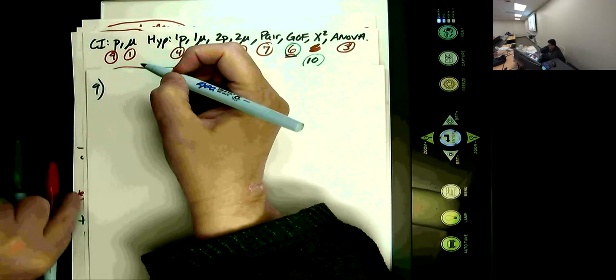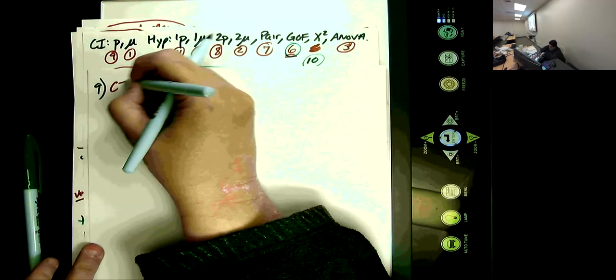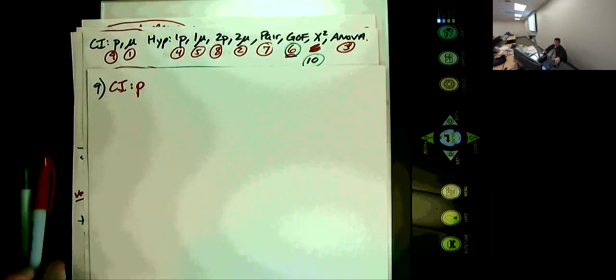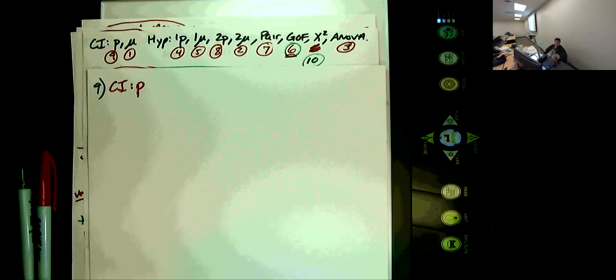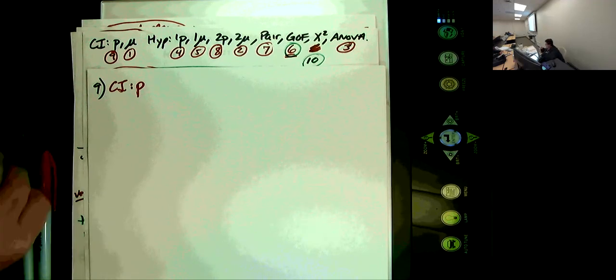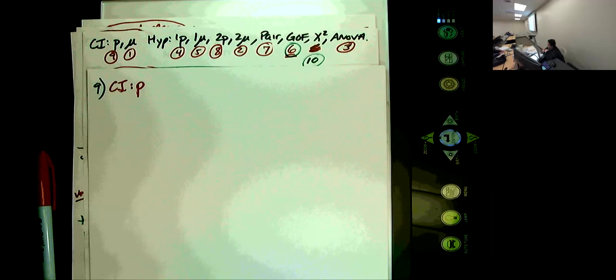Number 9 was a confidence interval for P. And it gives 95% confidence interval. So we are 95% confident. Make sure.